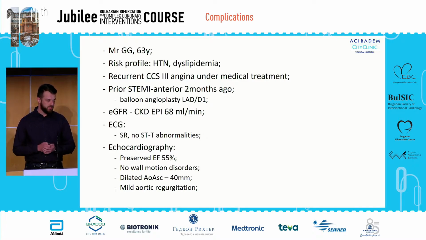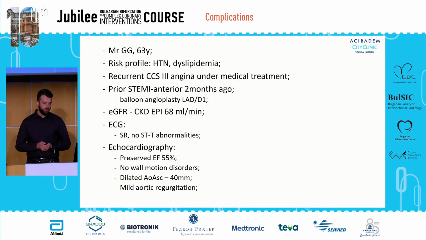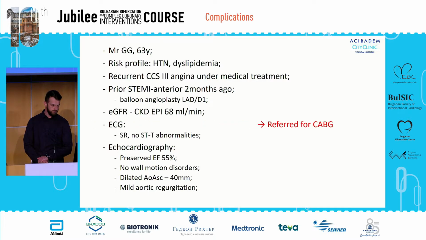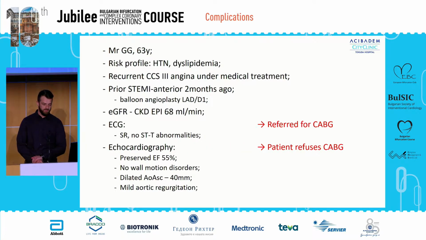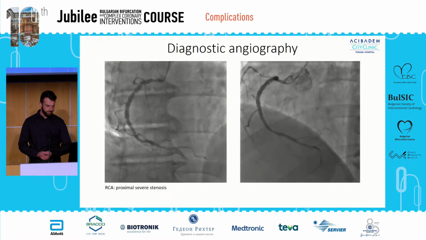He has preserved kidney function, the ECG showed no ST-T changes, and the echo was also normal with a preserved ejection fraction of 55, with no wall motion disorders, and with mild aortic regurgitation, maybe due to a dilated aorta. In this index procedure, he was referred for CABG. But in fact, he refuses CABG, and that's why he came to me, asking what we can do.